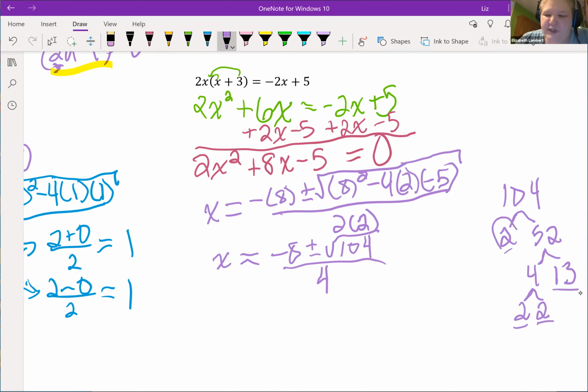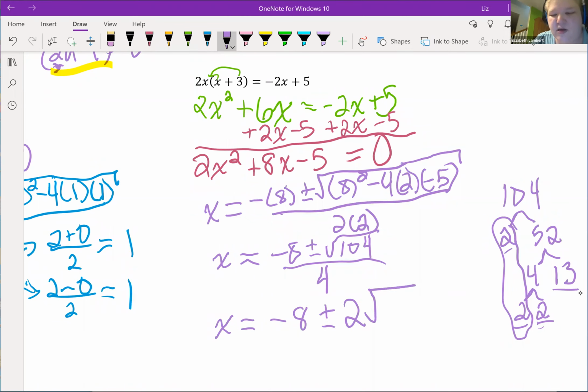All right. But ours, we end up with a 2, another 2, another 2, and a 13. So a pair of 2s is going to come out as just a 2. And then we are going to have 2 times 13 left inside the radical. 2 times 13 is 26. So what we have before we reduce is this: x equals, this is still negative 8 plus or minus, that 2 comes outside, and the 26 inside, all over 4.